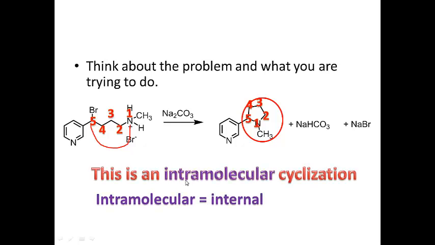So this is what we call an intramolecular cyclization. Intramolecular is a fancy word. It just means internal. So the nucleophile and the substrate are both within the same molecule. So the nitrogen here will eventually be my nucleophile, and then the carbon number 5, where the bromine is going to be my leaving group. Carbon number 5 is going to be the carbon in the substrate where the substitution takes place.